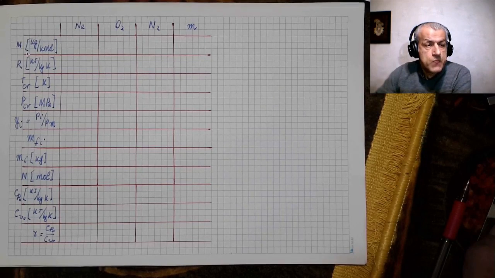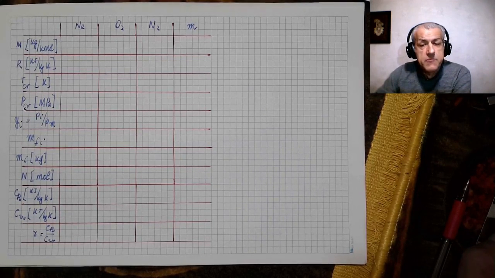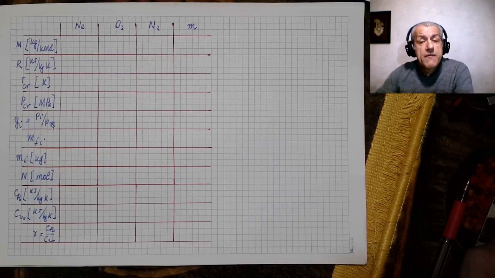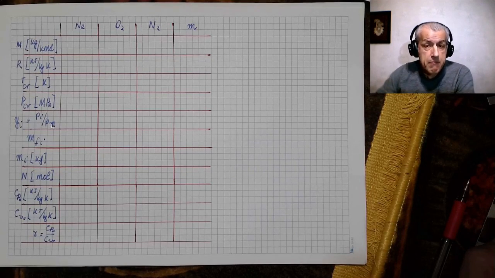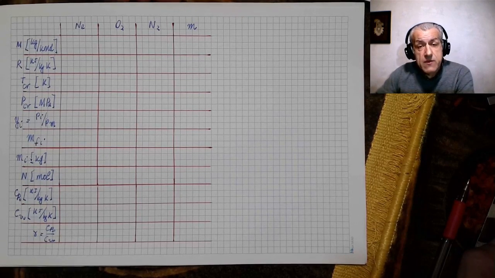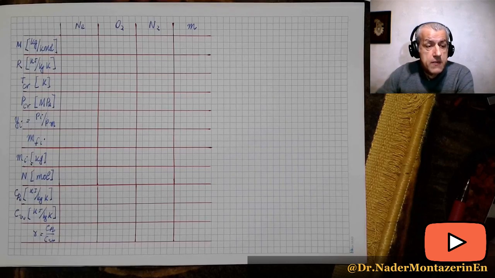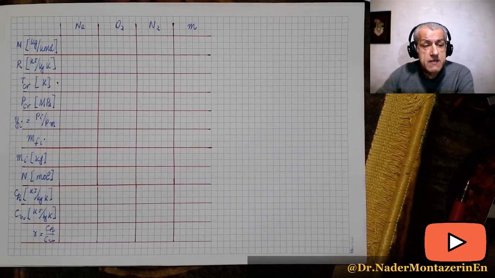Now, what we have here is molecular mass, R, the gas constant for that perfect gas, T critical and P critical, just to make sure that we have a perfect gas, y, which is the molar ratio, and it is equivalent to the partial pressure of that very component to the mixture pressure, mass fraction, the mass of every individual component, number of moles of every item, Cp0 of the mixture, Cv0 of the components and also the mixture, and also gamma, which is the ratio between Cp0 and Cv0.